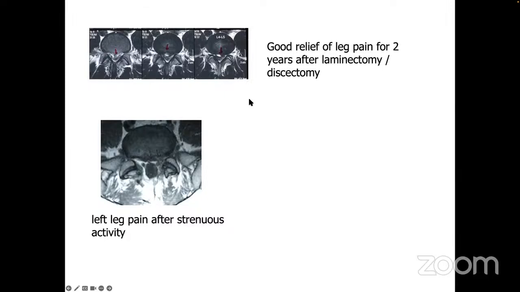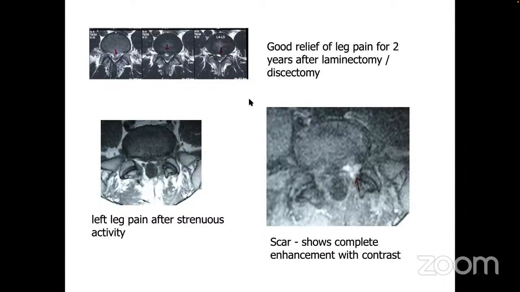So 2 years post-op, you always interpret the MRI with caution and ask for a contrast MRI scan. And here you see the contrast MRI scan shows a complete enhancement. The whole area looks white. Can you see that?